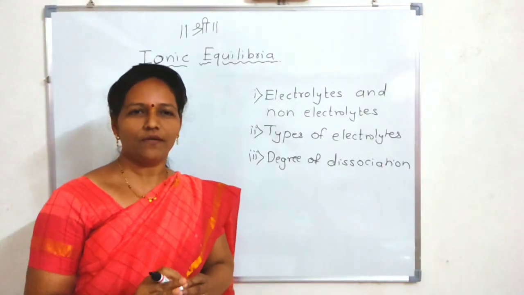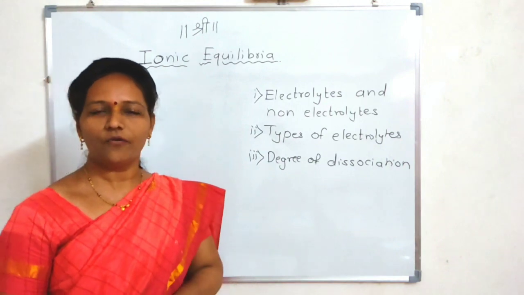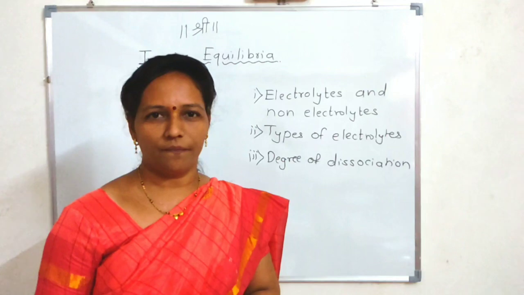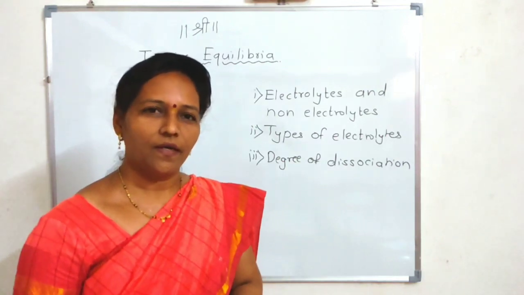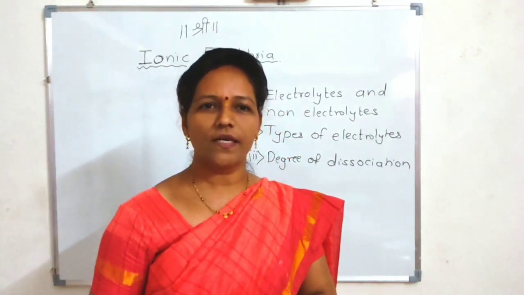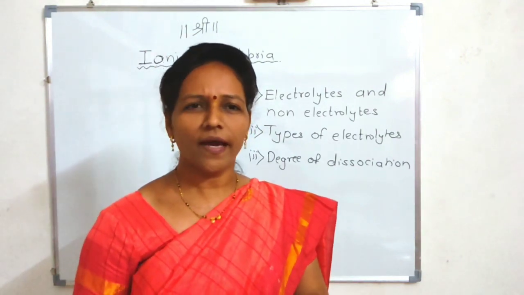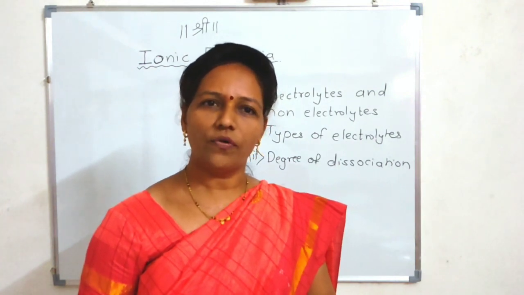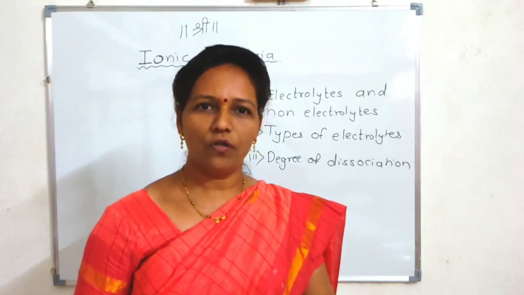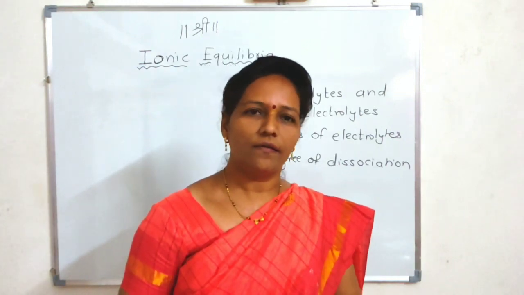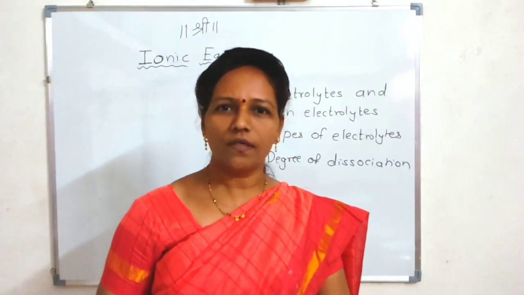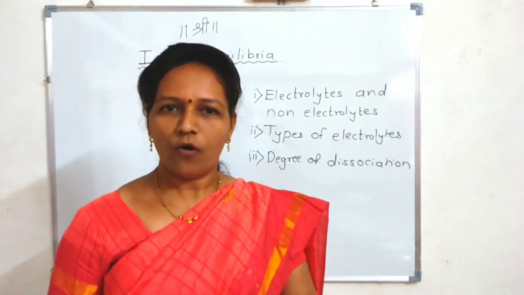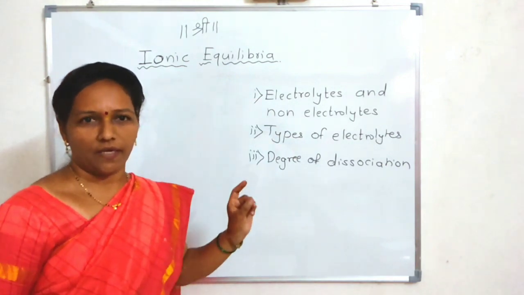Hello students, today we are going to study the topic ionic equilibrium. You already know what chemical equilibrium is. Chemical equilibrium is the state of a chemical reaction at which the rate of forward reaction equals the rate of reverse reaction. And you also know that once chemical equilibrium is attained, the concentration of reactant and product remains unchanged. Now, what is ionic equilibrium?